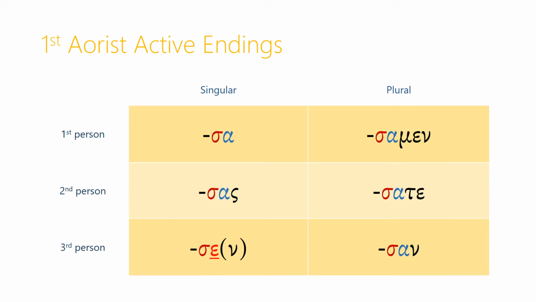You just have to keep that in mind. Then in the plural, the first person is samen, the second person plural is sata, and the third person plural is san. And just to make sure you understand what these forms are that we're looking at, this is everything that you put on after the verb stem to make a first aorist. You've got the sigma tense marker, the alpha connecting vowel, which occasionally in the third person is epsilon, and then the secondary personal ending.